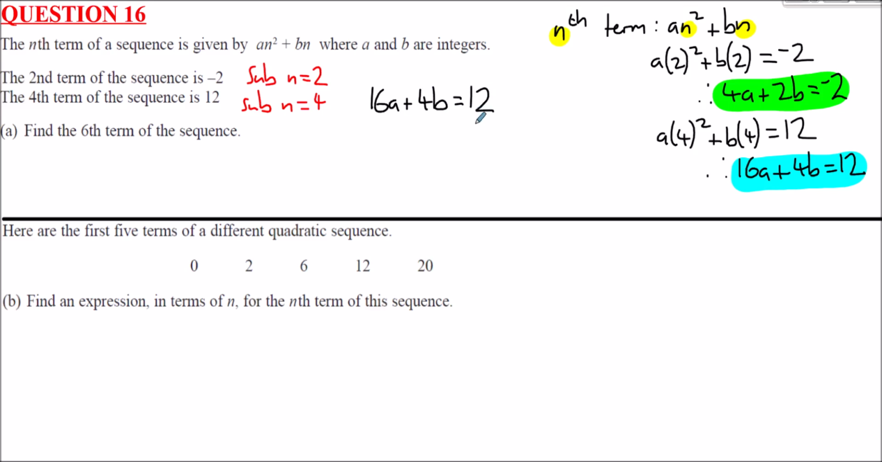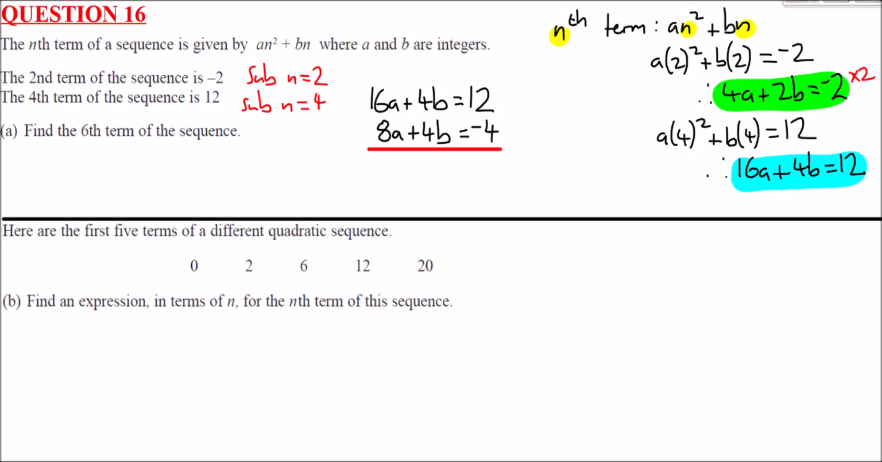Now you need to remember, to solve simultaneous equations, what we're needing is the numbers in front of one of the letters to be the same. So here 16a isn't the same as 4a, that 4 isn't the same as the 2. But what I could do, I could multiply everything in this green one by 2. Just double the whole thing. So if I doubled the whole thing, 4a would become 8a, 2b becomes 4b, minus 2 becomes minus 4. So now I'm good to solve these simultaneously.